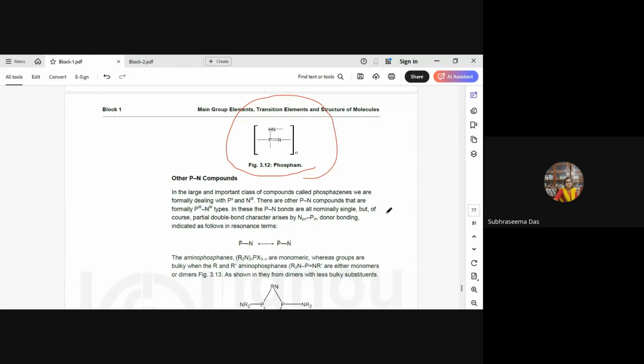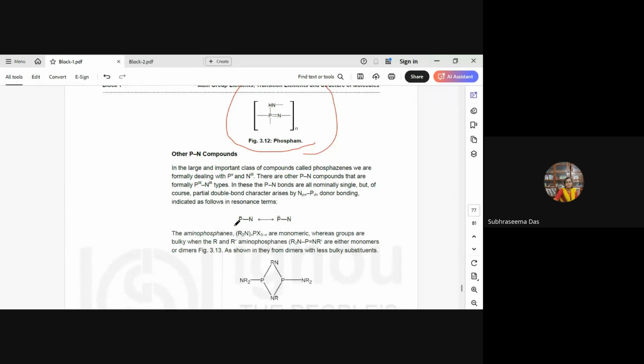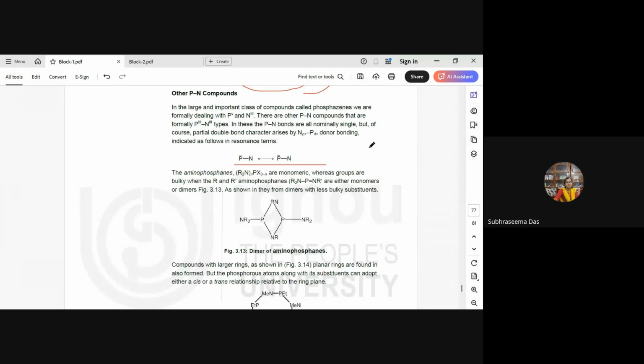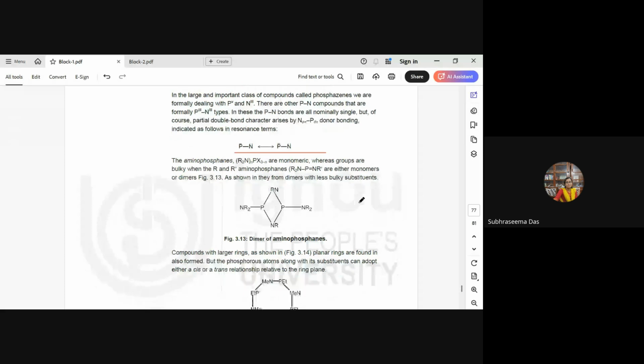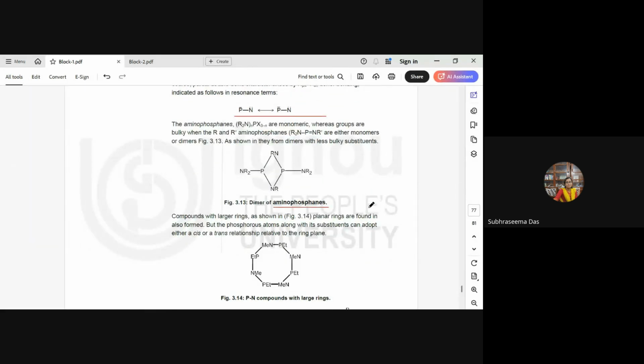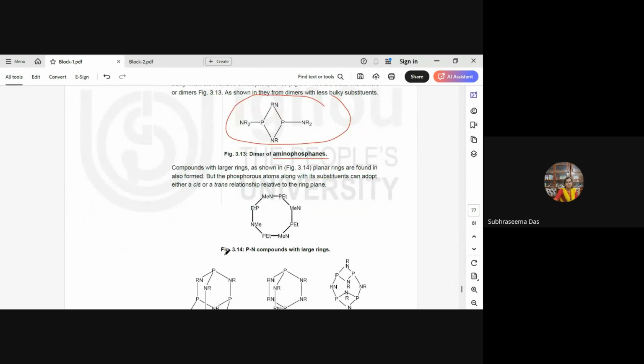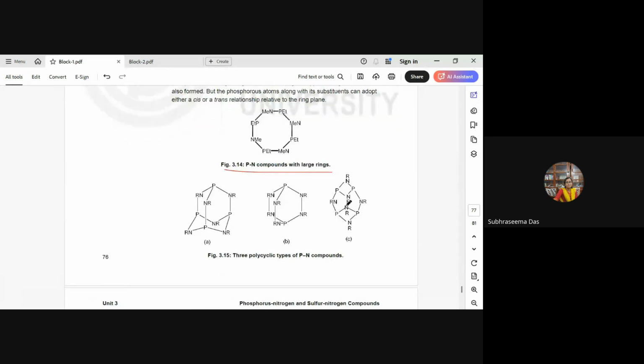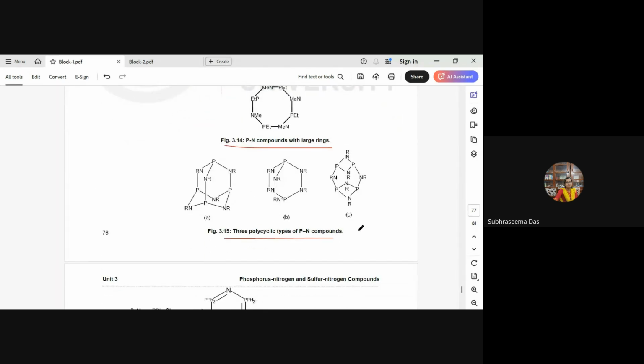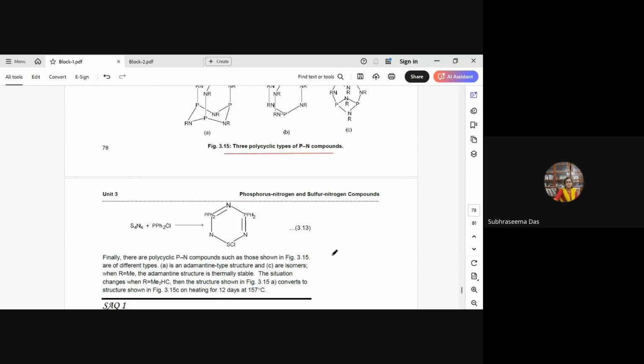The PN bonds are single, but a partial double bond can arise due to the N-p-pi and P-d-pi donor bonding, as shown here. The aminophosphanes are monomeric in nature when groups are bulky, whereas the RR' aminophosphanes are either monomers or dimers. In figure 3.13, a dimer of aminophosphane is shown. Then compounds with larger rings are shown in figure 3.14, where larger rings have been formed. Some examples of polycyclic PN types are shown here.